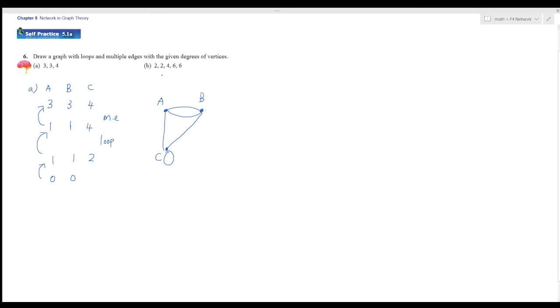Let's check the answer whether it's correct or not. Okay, we can calculate the degree of vertex A, 1, 2, 3. Degree of vertex B, 1, 2, 3. And the degree of vertex C will be equals to 1, 2, 3, 4. And that's the correct answer for our 6A.